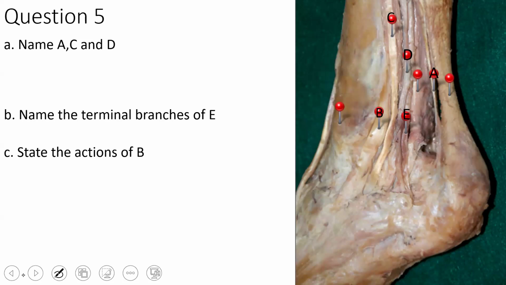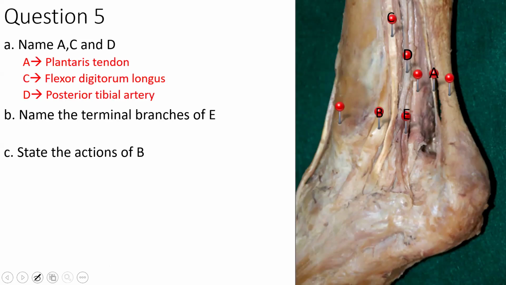What is D? Posterior tibial artery. Okay, posterior tibial artery. Very good. And E? E is your tibial nerve. Wonderful. I am impressed that you know the structures traversing the tarsal tunnel. What are the terminal branches of the tibial nerve? How does the tibial nerve terminate? Lateral and medial what? Plantar nerves. Lateral and medial plantar nerves.